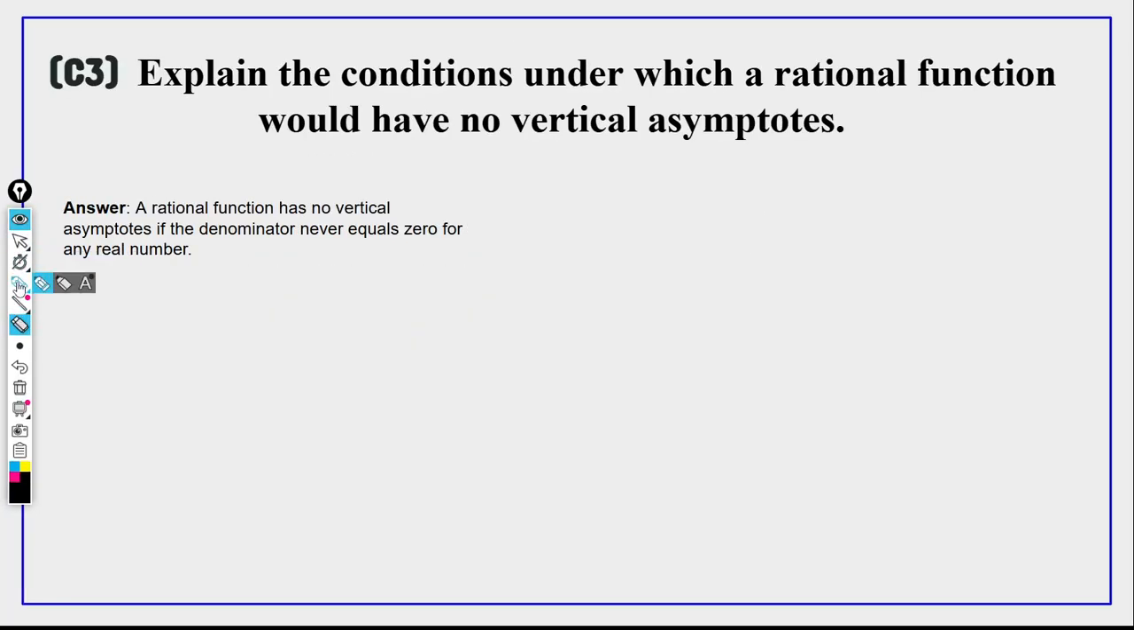Okay, we're on the next question now. Explain the conditions under which a rational function would have no vertical asymptote. So, a rational function has no vertical asymptotes if the denominator never equals 0 for any real number. Okay, and I'll show you. I'll do an example right here.